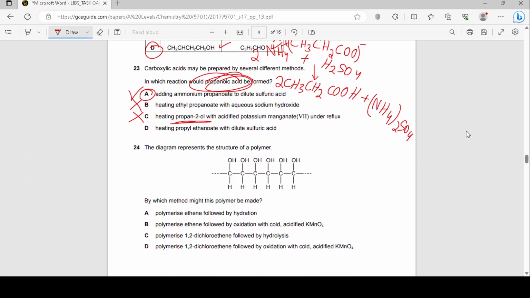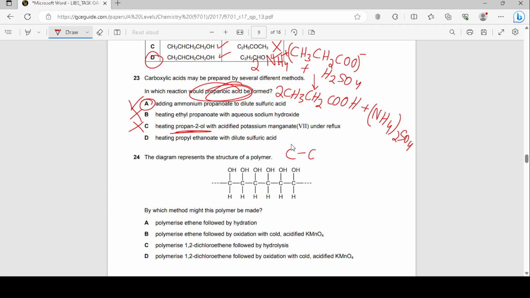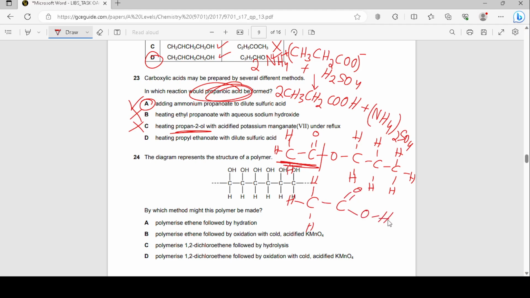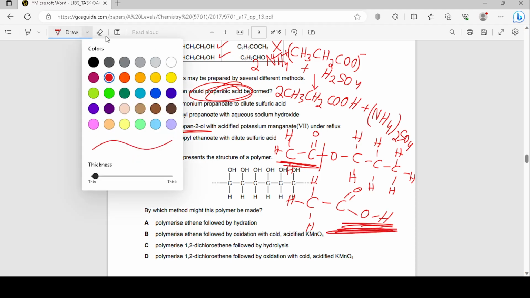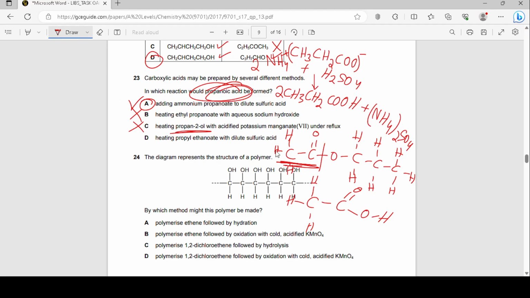D, heating propyl ethanoate with dilute sulfuric acid. Let me draw propyl ethanoate out. I should have just drawn skeletal formulas, but I've already started. So this is my ethanoate part, and then my propyl part is just going to be this. Now the good thing is, unlike B, they are doing acid hydrolysis because they're using dilute sulfuric acid. But the problem is that they've reversed the compound. It's not ethyl propanoate anymore, it's propyl ethanoate. So you're going to get propan-1-ol and ethanoic acid, right? So you're not going to get propanoic acid, are you? You're going to get ethanoic acid, and we need propanoic acid according to the stem of the question. You'll not get a sodium carboxylate, unlike B, but you will not get propanoic acid, you'll get ethanoic acid. So D is wrong as well, and your correct answer is going to be A.